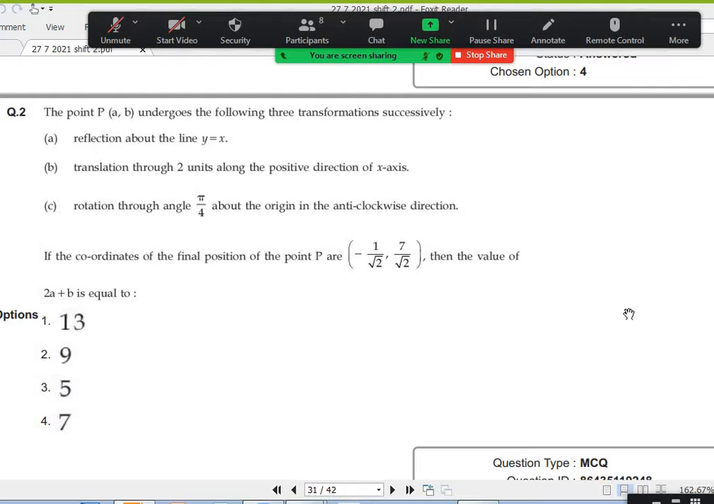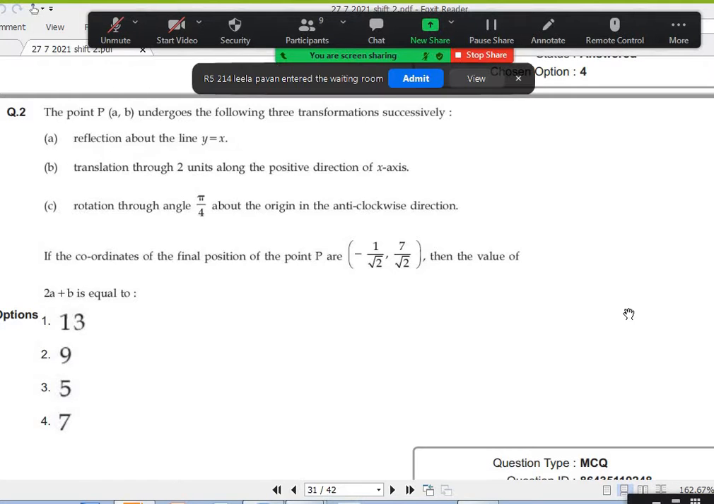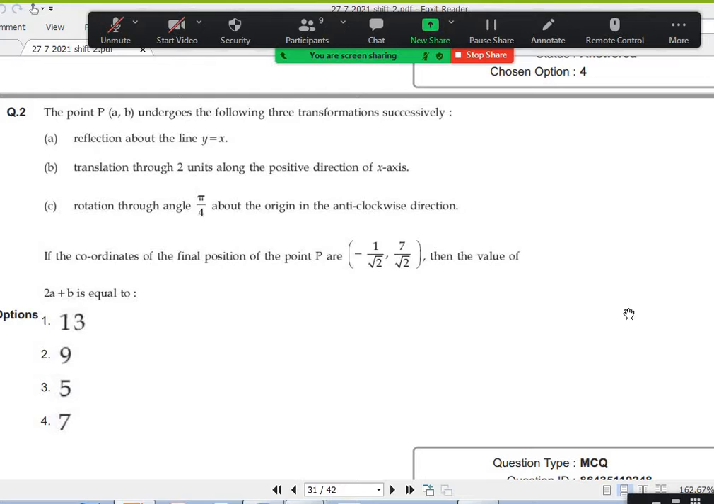This is y equal to x, and maybe A comma B is here. If you find its reflection, you will get B comma A. We know that with respect to y equal to x, A comma B image is B comma A. First one is that. Rotation through an angle pi by 4 about the origin in anti-clockwise direction.